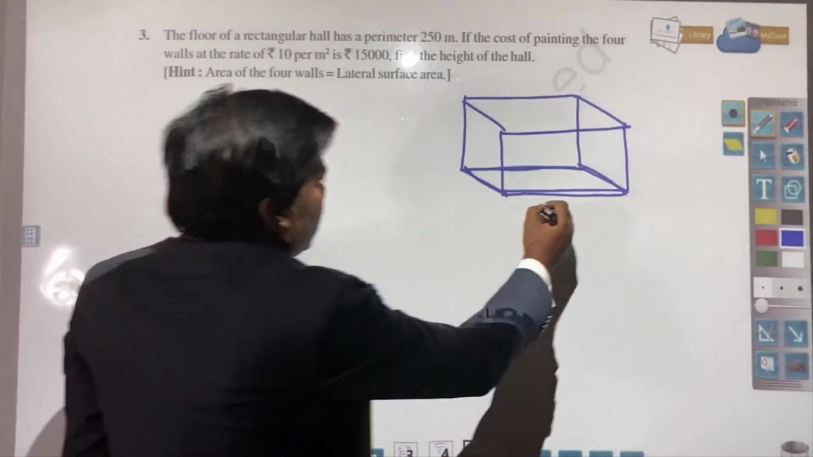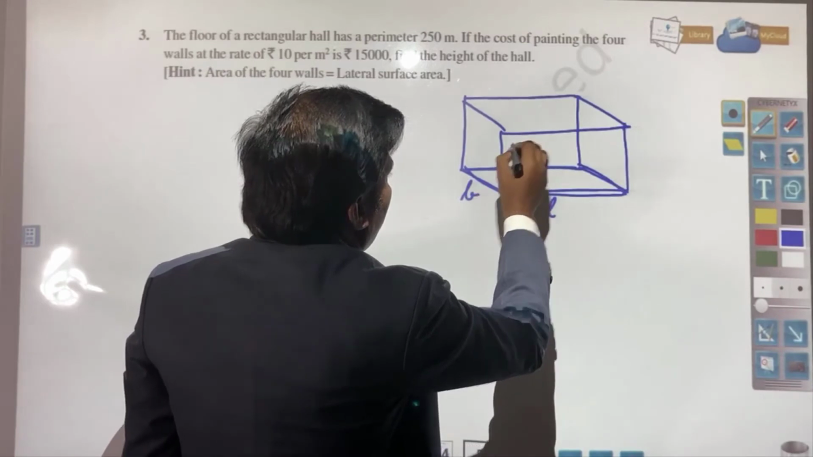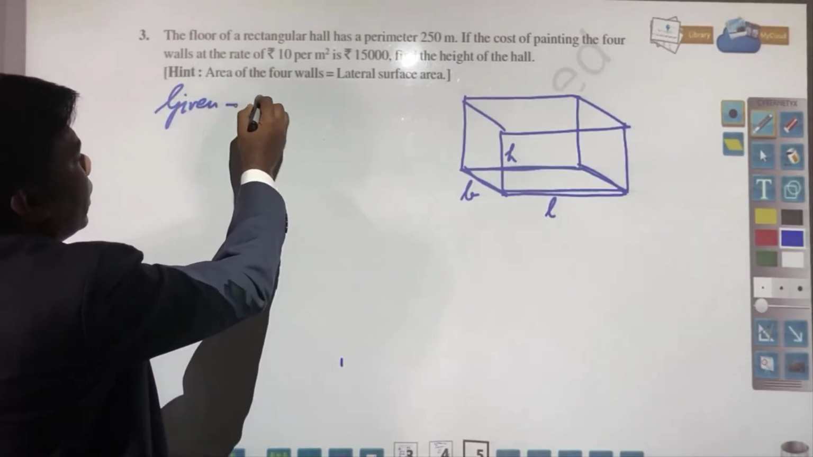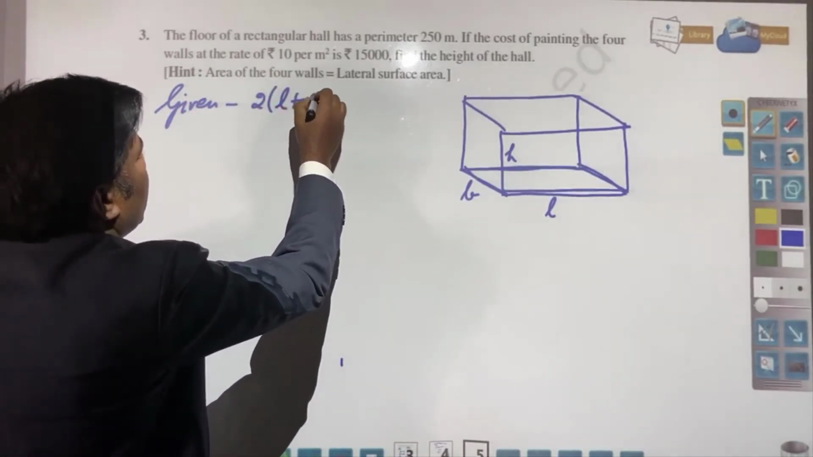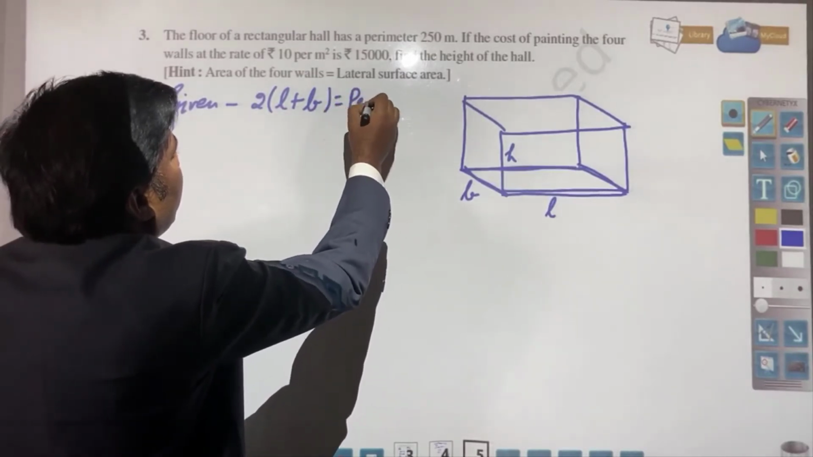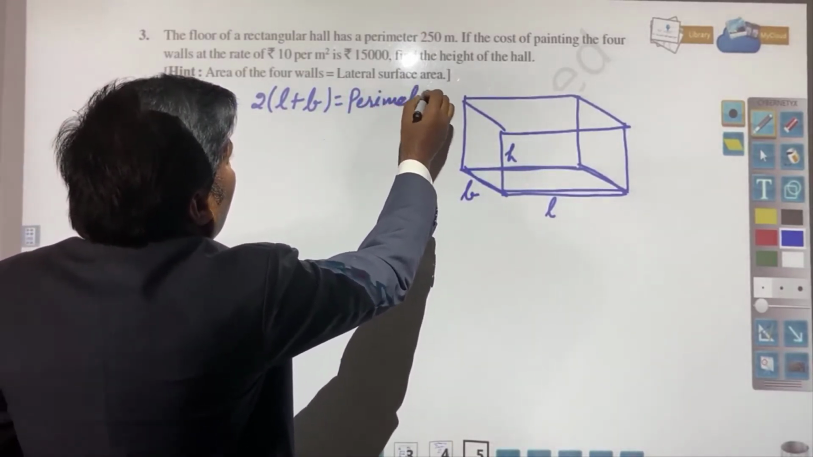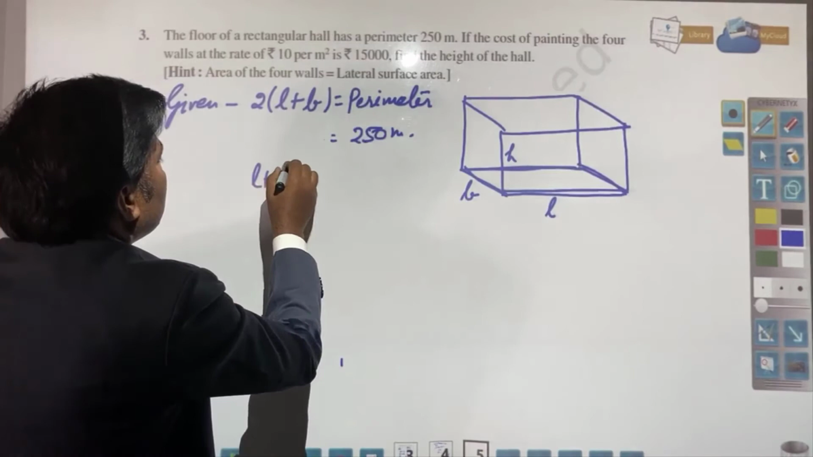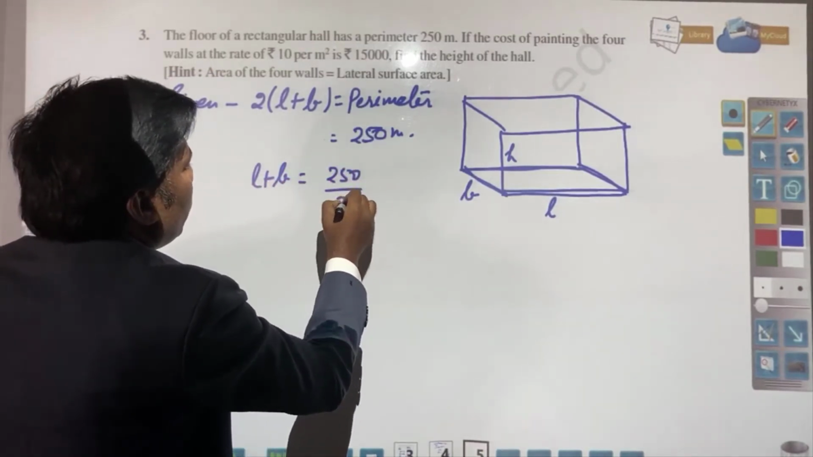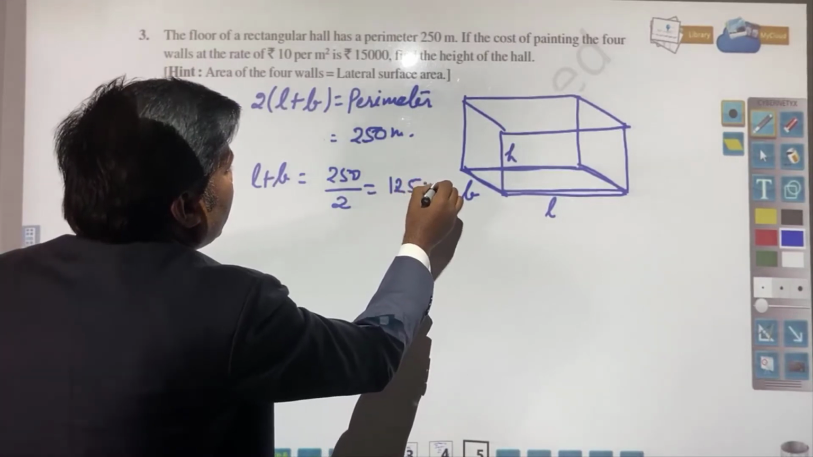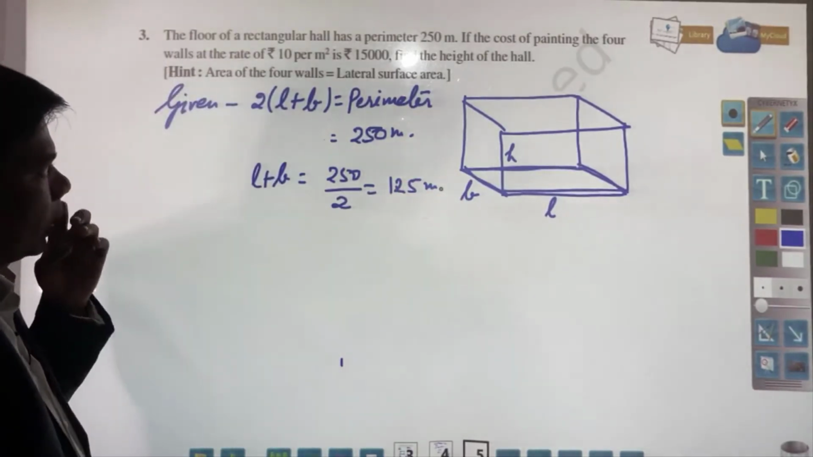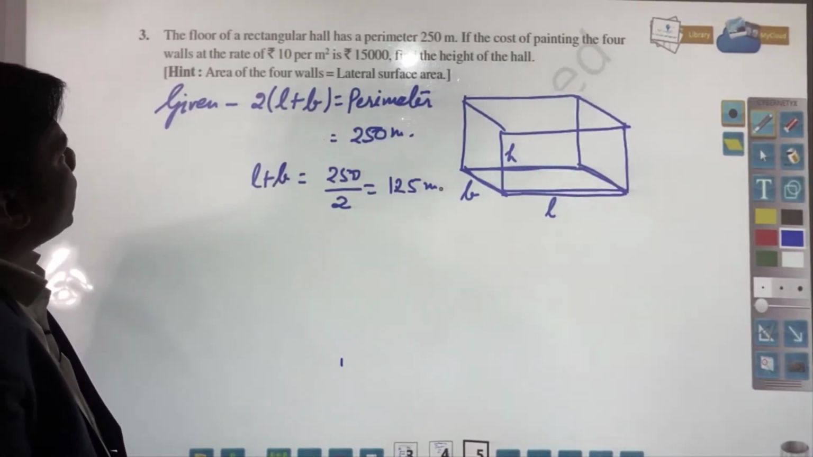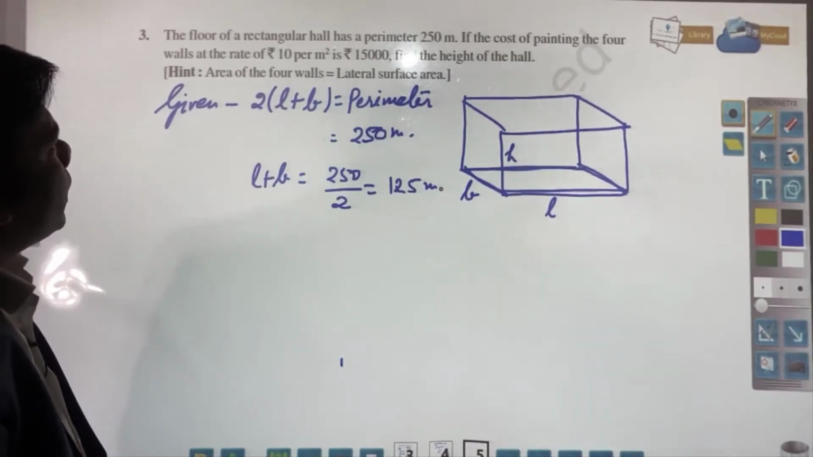So we will write, suppose this is L, this is B, and this is H. It is given that 2 into (L plus B), this perimeter, is equal to 250 meter. So L plus B will be what? 250 by 2. It means 125 meter. This L plus B we have got. If the cost of painting the 4 walls at the rate of rupees 10 per meter square is 15,000 rupees.